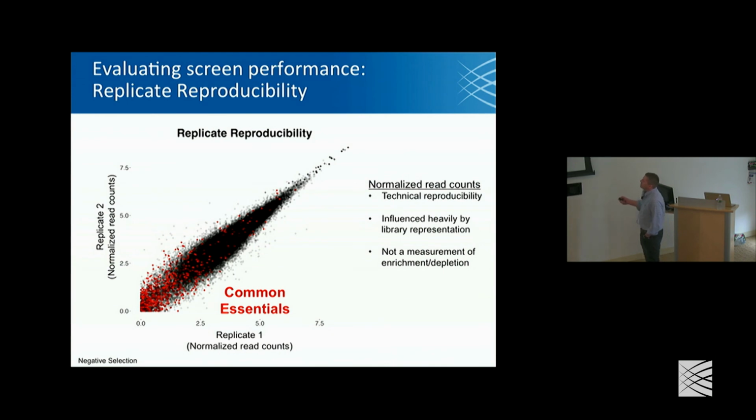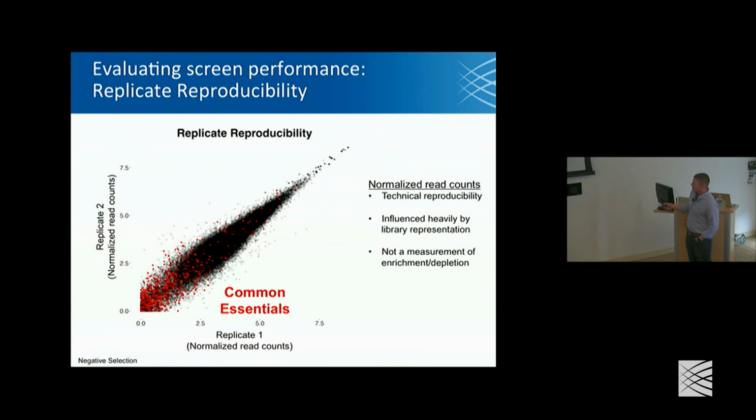An important thing to keep in mind is that this metric is heavily influenced by library representation. So things that are very, very abundant in your library, even if they're strongly depleted, may still have a lot of reads at the end of your screen. So what I've highlighted here is the common essentials that we use. These are basically proteasomal, spliceosomal, or ribosomal genes. You can't see it that well in this plot, but these points are peppered kind of throughout this whole distribution.